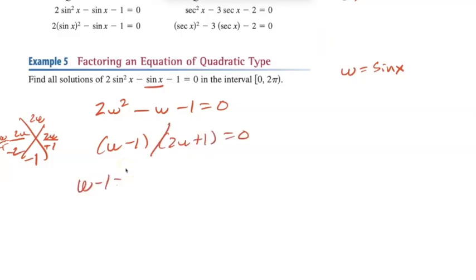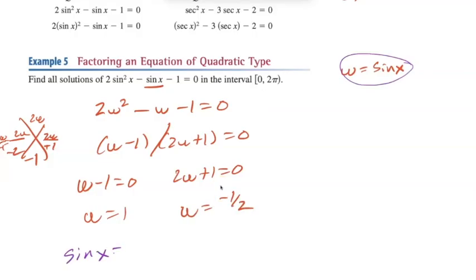W minus 1 equals 0, and wait till the end to plug your sine back in. W equals 1 subtract 1 divided by 2, so you're going to get w equals negative 1/2. And then here you do have to go back and plug your sine in for your w, and then sine of x equals negative 1/2.